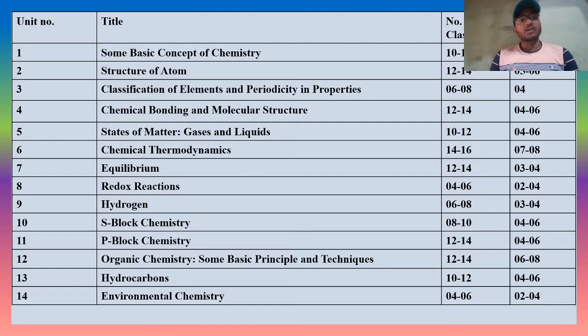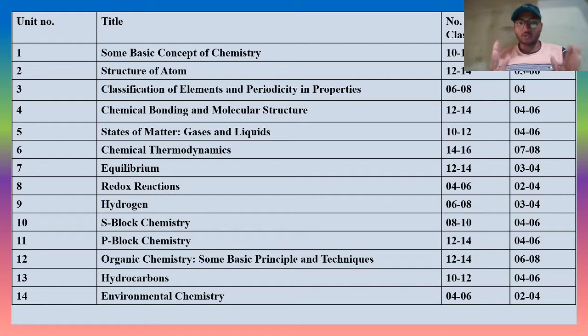First chapter, some basic concepts of chemistry: I will give you 10 to 12 classes. This is not a restricted number, it is very basic, so I will give you approximately 10 to 12 classes. The maximum marks are 4 to 6.